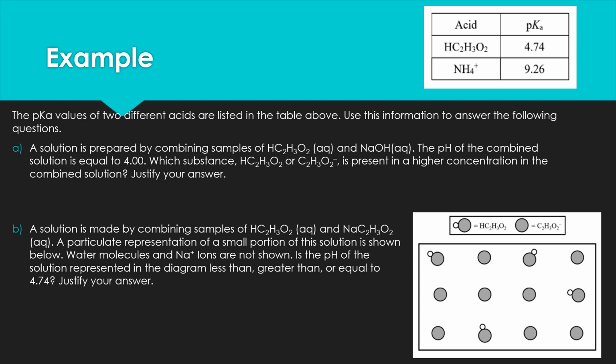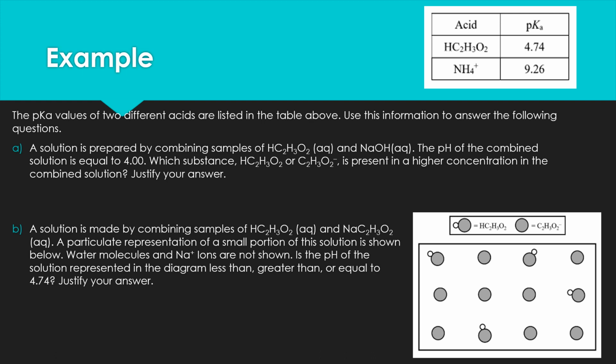All right, let's take a look at an example. So the pKa values of two different acids are listed in the table above. We have those shown. Use the information to answer the following questions. So a solution is prepared by combining samples of HC2H3O2, that is acetic acid or vinegar, and NaOH, sodium hydroxide.